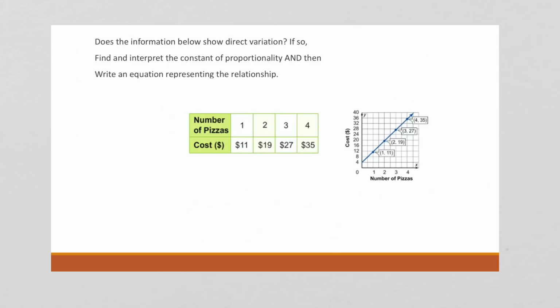And let's look at one more. All right, here's the boring book again. But hey, guys, we got to go over it. We want to know whether or not this information below shows a direct variation. If so, then we have to find and interpret the constant of proportionality. Remember, that's the same as unit rate. So write unit rate. Constant of proportionality is unit rate. Direct variation is proportional relationship. Is this a proportional relationship? If so, find the unit rate and then write an equation representing the relationship.